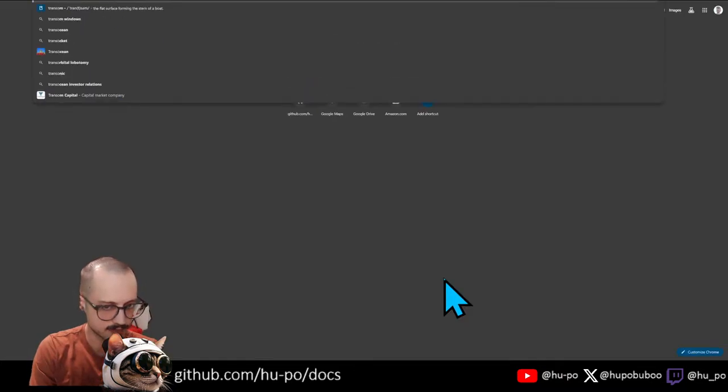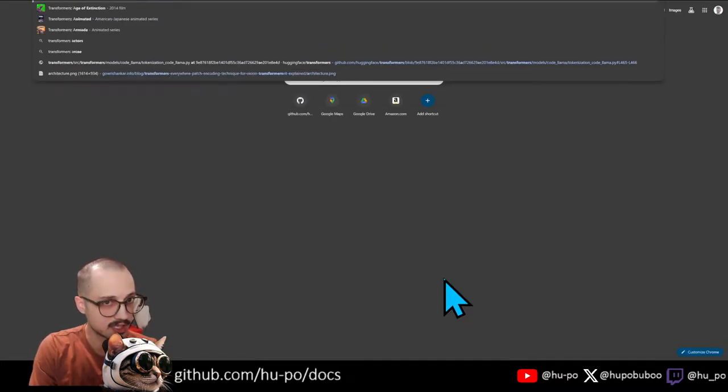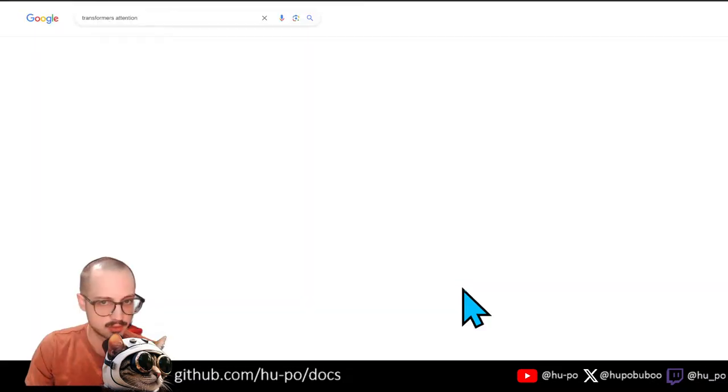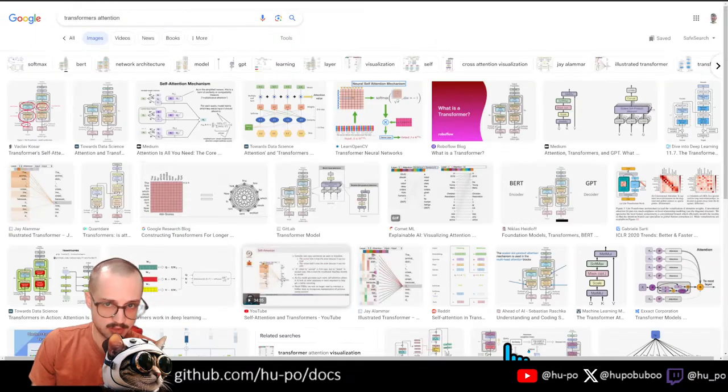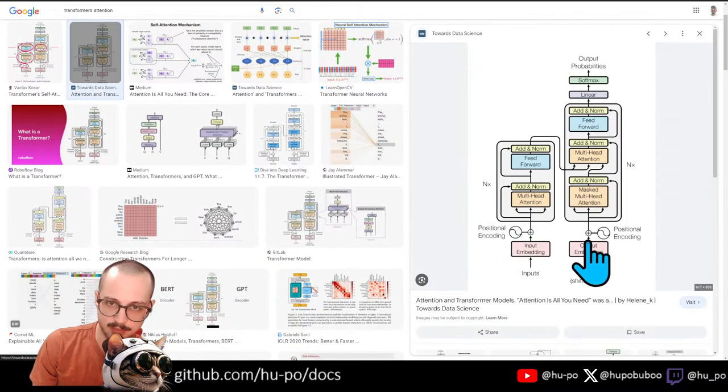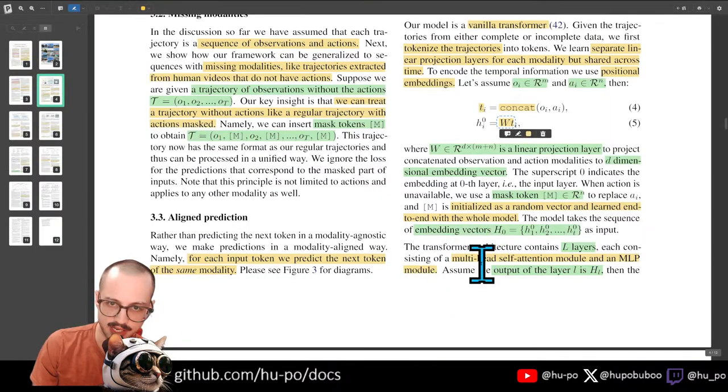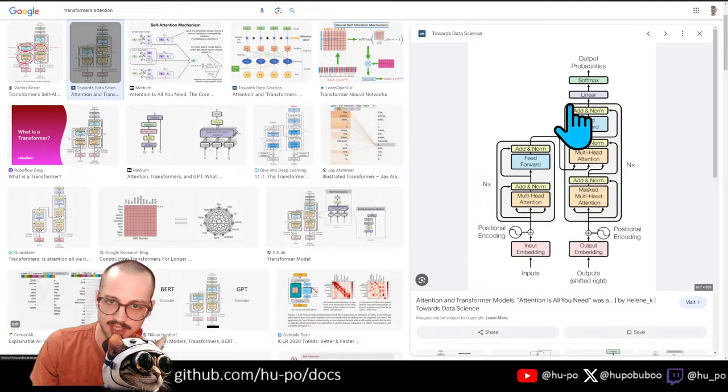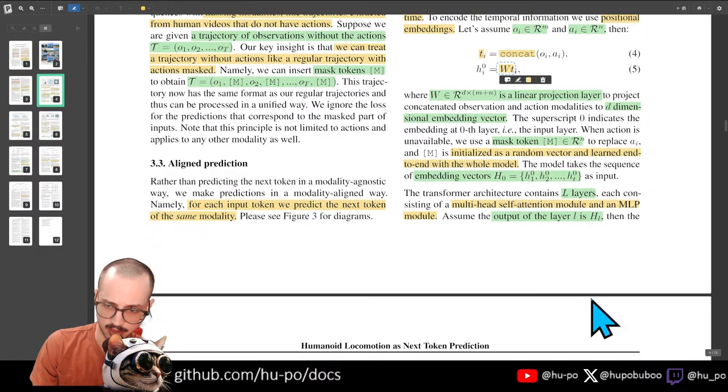Let's just pull up the transformer image. Here's your multi-head attention. Here's your feed forward, or your MLP, right? That's what they're describing there. They're basically saying a multi-head self-attention and an MLP module. So multi-head self-attention and then an MLP module, or feed forward.